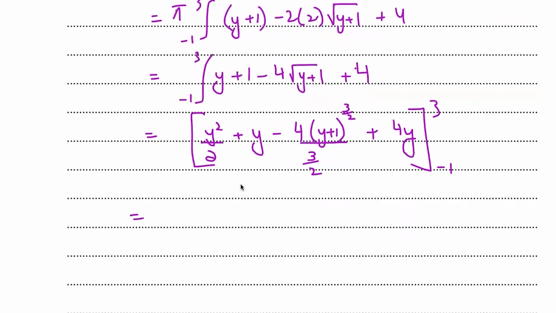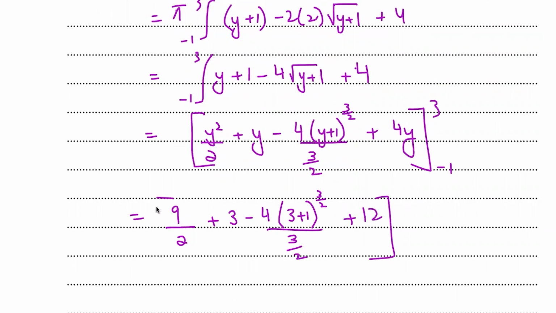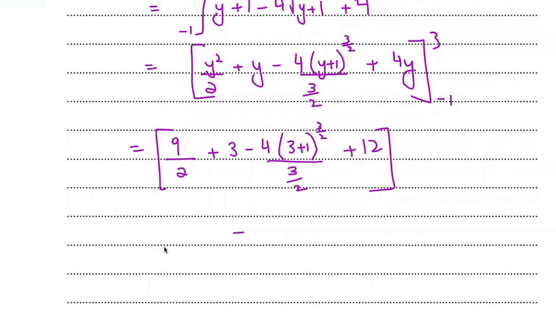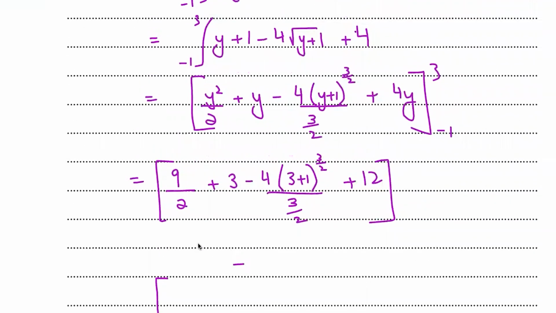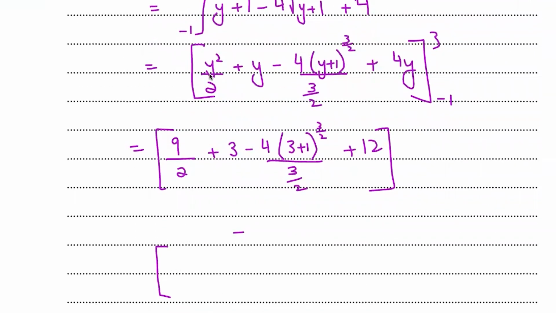First we'll substitute 3 into the equation. We get 9 upon 2 plus 3 minus 4 times (3 plus 1) to the power 3 upon 2 divided by 3 upon 2 plus 4 times 3, which becomes 12. And then we'll subtract the value at the lower limit, which is minus 1. So minus 1 whole squared is 1, upon 2, minus 1, minus 4 times, so minus 1 plus 1 becomes 0, so this whole term becomes 0, and then plus 4 into minus 1.